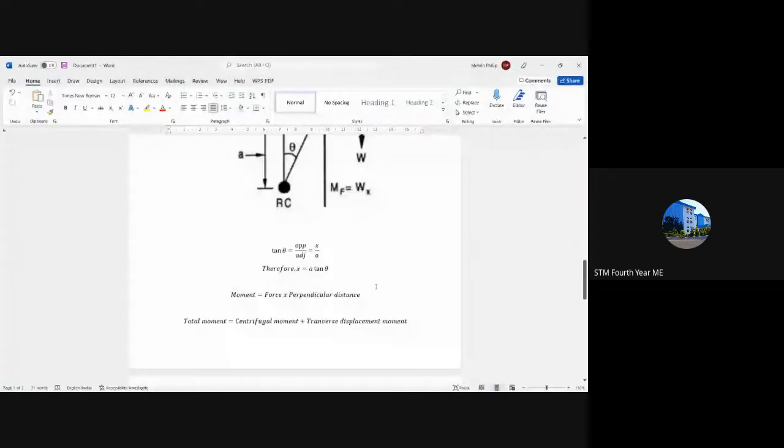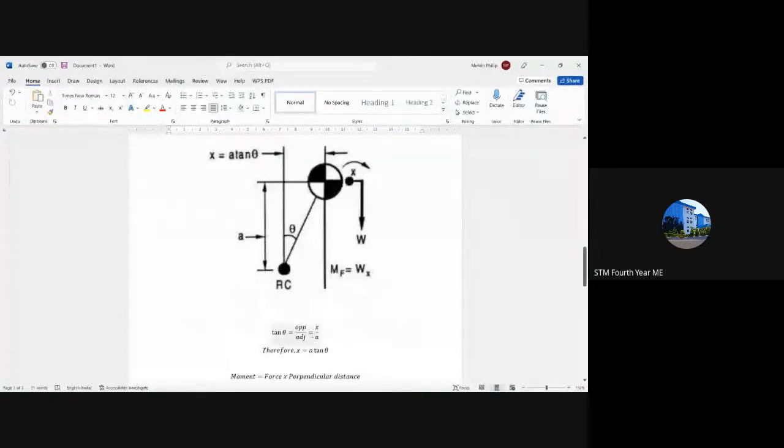Okay, tan theta, we know that. Please write this down also. While I am explaining, please write it also. So what is tan theta? Tan theta is opposite by adjacent.